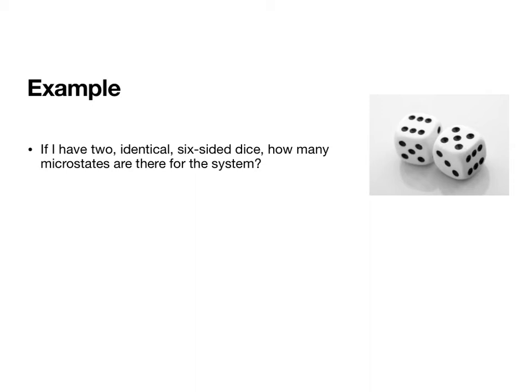So let's make it a little more complicated. I now have 2 identical 6-sided dice. How many microstates are there for this system? Well, dice number 1 has 6 microstates. Dice number 2 has 6 microstates. And if we know any sort of combinatorics or probability theory, the number of microstates, omega, for this system is going to be 6 times 6, or 36 microstates.